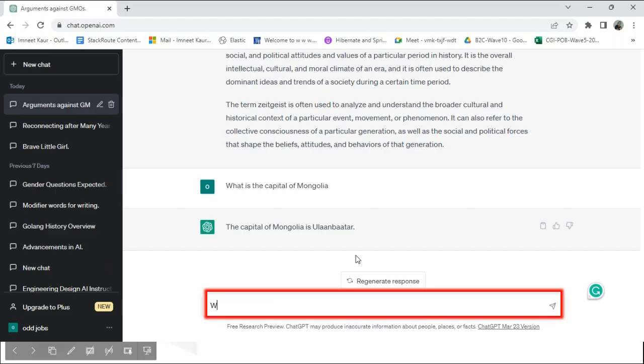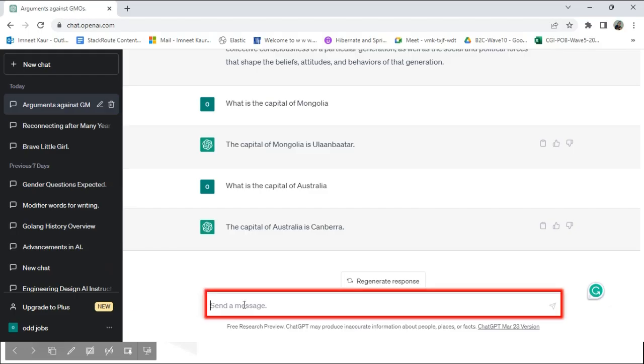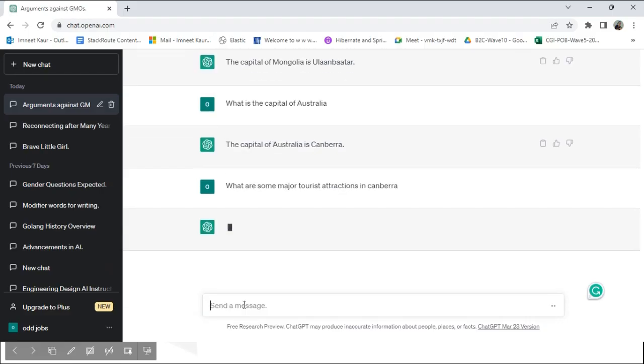So let's start with the first prompt. What is the capital of Australia? And enter. So the capital of Australia is Canberra. And now let's ask a follow-up prompt. What are some major tourist attractions in Canberra? And just hit the enter button.